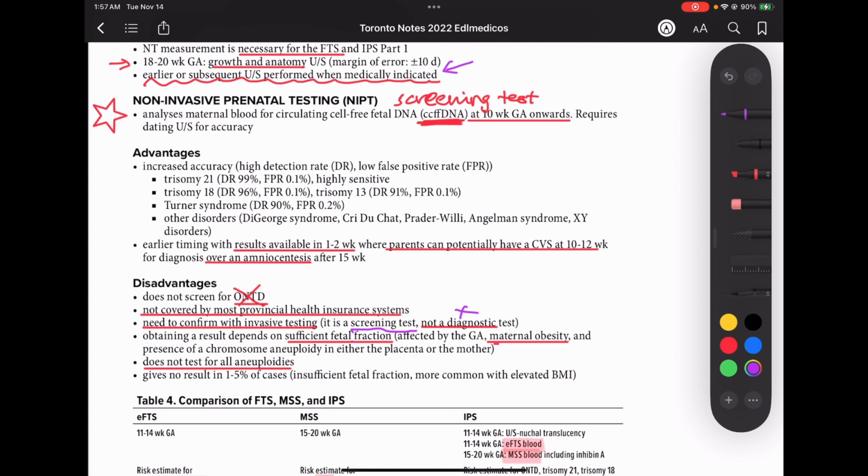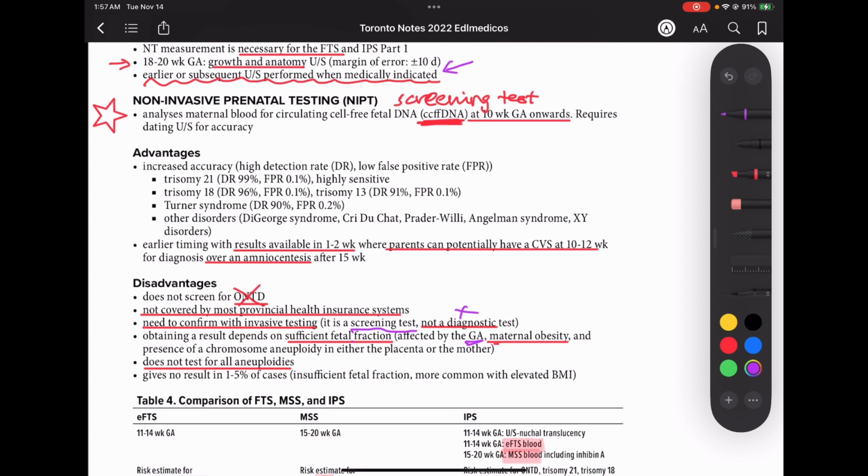What if there's no fetal cell-free DNA in our sample? There has to be sufficient fetal fraction, which is usually affected by gestational age or maybe maternal obesity, and the presence of chromosome aneuploidy in either the placenta or the mother. So it is not that specific.